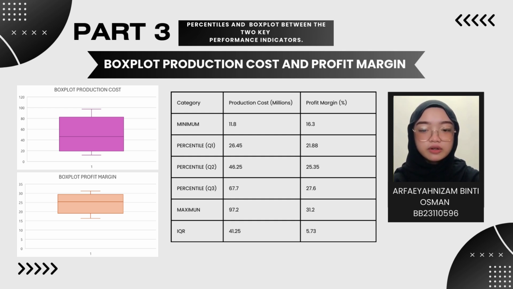The wider IQR for production costs indicates greater variability in the production expenses across the different segments. Meanwhile, profit margins remain more consistent as reflected in the smaller IQR. The box plot shows no extreme outliers, indicating stable data across both metrics. This analysis provides critical benchmarks for evaluating business performance and highlights areas to target for optimization, such as reducing cost variability while maintaining consistent profit margins.